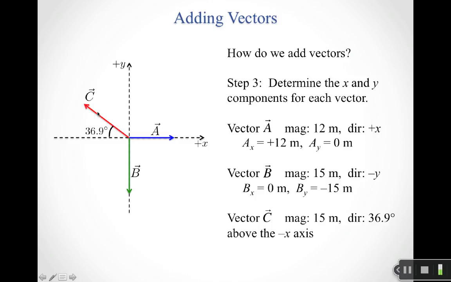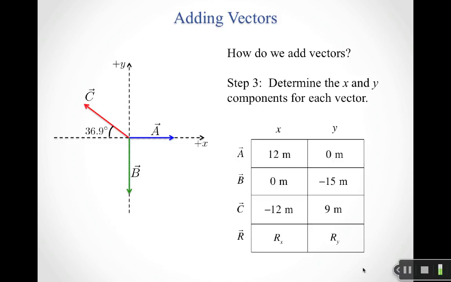Vector C has a magnitude of 15 meters, but points in this direction, 36.9 degrees above the negative x-axis. So it has two non-zero components, and I need to use my trig functions to break vector C up into components. I need a negative x and a positive y. The magnitude of vector C is 15, and since I've defined this angle relative to the x-axis, the x component is going to get the cosine of 36.9 degrees. When I work that out, I get that the x component for vector C is negative 12, and the y component for vector C is positive 9.